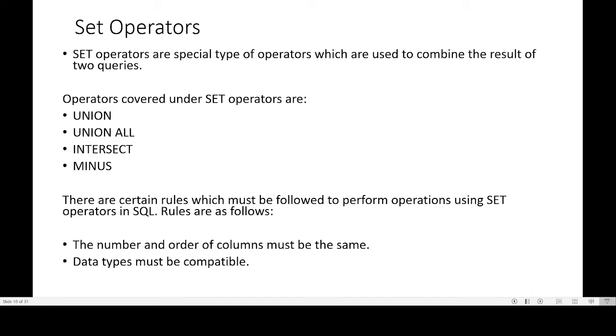When we are using the set operators, certain rules have to be followed. What are the rules which we need to follow while using the set operators? The number and order of the columns must be the same. For example, if you are using a union operation, we take two tables and combine those two tables. When we do this, we make sure that the number and order of columns must be the same. The second condition is that the data types must be compatible. These are the two rules which we need to take care of while using the set operators.